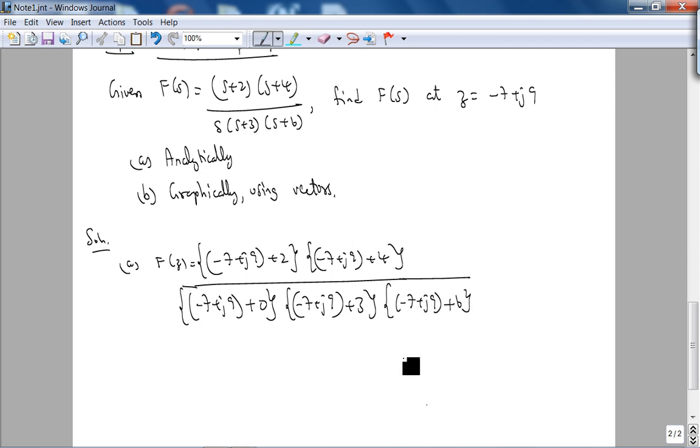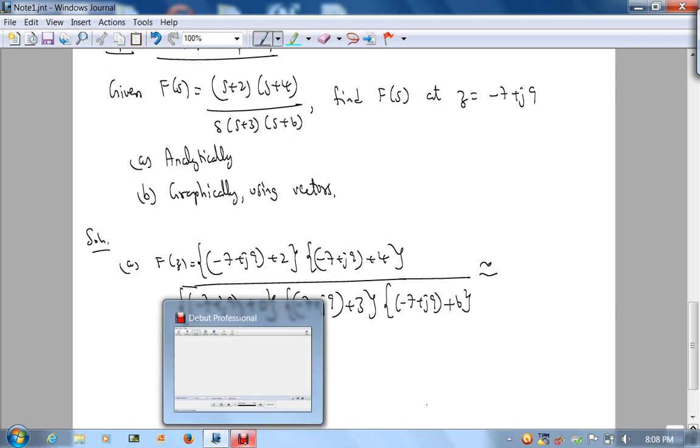plus 6. Okay. And now what I'm going to do is I'm going to pause this lecture and then evaluate this on my TI-89. So let me pause the lecture, evaluate it. You do the same and I'll be right back.